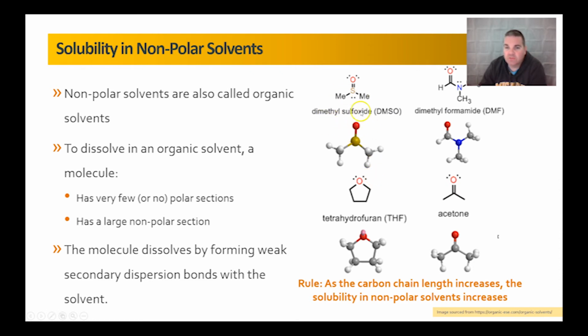So this is dimethyl sulfoxide. We've got two methyl groups here, which are non-polar and can dissolve other non-polar materials. You can see in dimethylformamide, we've got methyl groups here. We've got some hydrocarbon groups through here in tetrahydrofuran, and acetone has these two methyl groups. So what makes them good solvents is that one, they're small molecules, and two, they've got non-polar sections there, which can allow them to form dispersion bonds to other non-polar molecules and dissolve them.